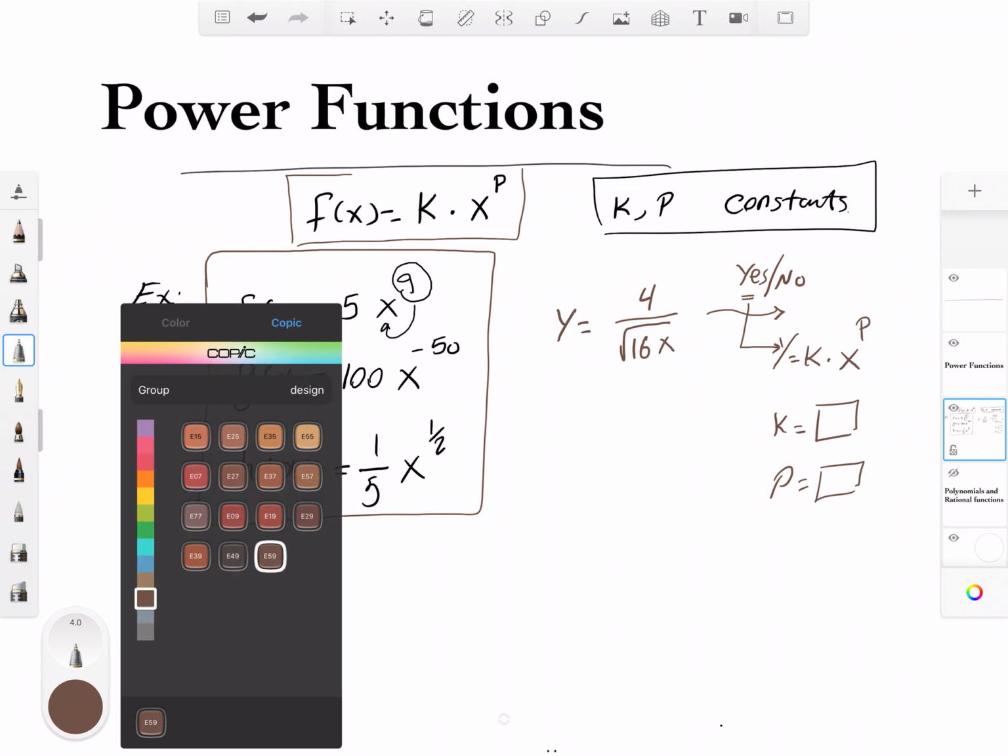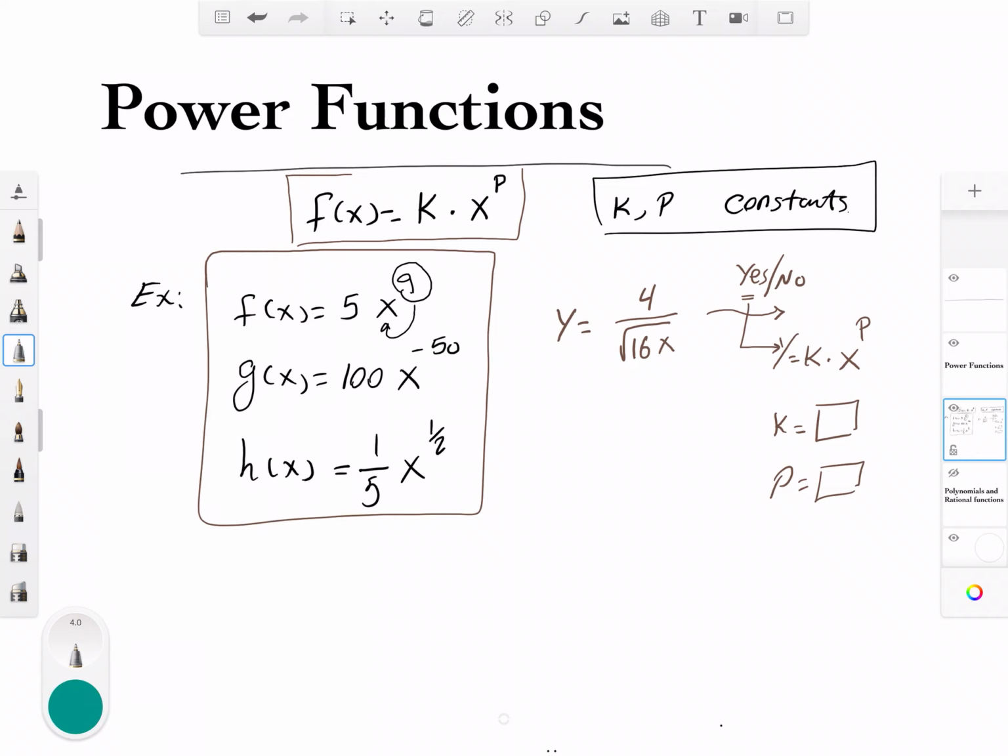In order to find k and p, we need to do a little algebra. So I'm going to break it down. I'm going to say 4 over radical 16 multiplied by radical x. So here is multiplication. Radical 16 is 4, so the 4s will cancel. We have 1 over radical x.